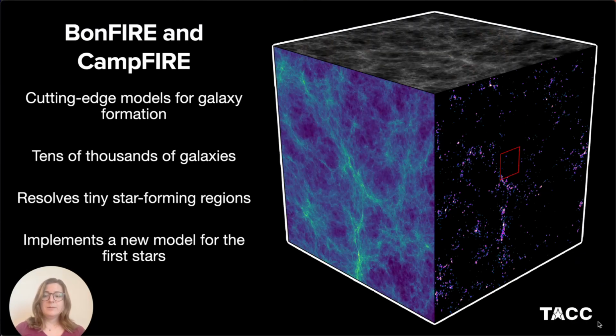And so I and my collaborators developed this new suite called BonFIRE and CampFIRE. BonFIRE is the large box that you see here, which models a huge volume in the early universe, so it gets you a large statistical sample of galaxies, whereas CampFIRE is a zoomed in region of the BonFIRE volume, highlighted by the red box here, that is resimulated with even higher resolution.